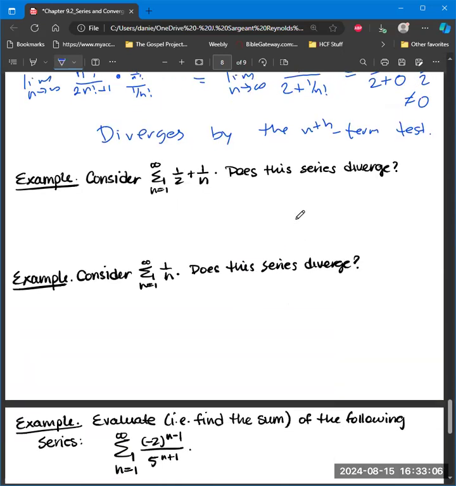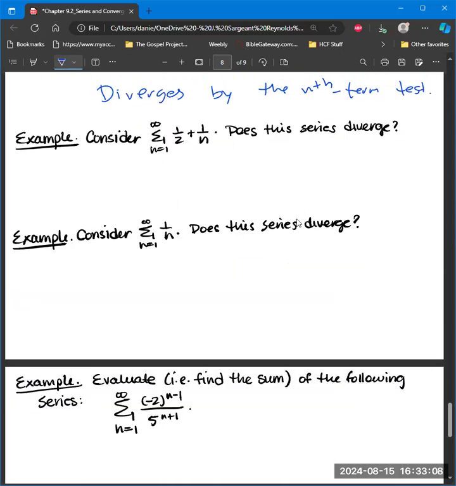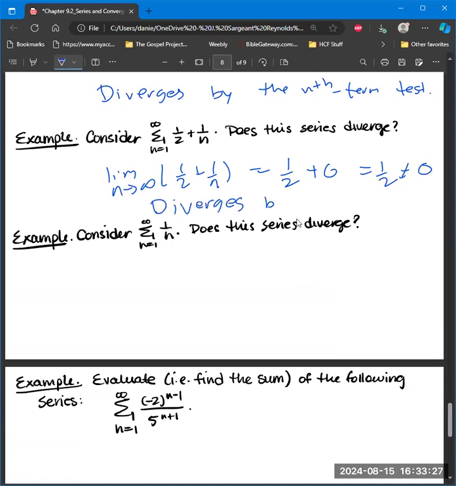Now let's look at one we dealt with before. Limit as n goes to infinity of 1/2 plus 1 over n. This is 1/2 plus 0, which is 1/2, which is not equal to 0. So this diverges by the nth term test.